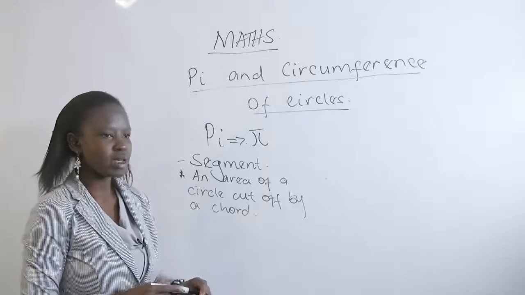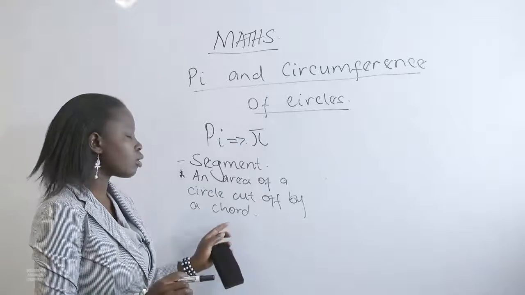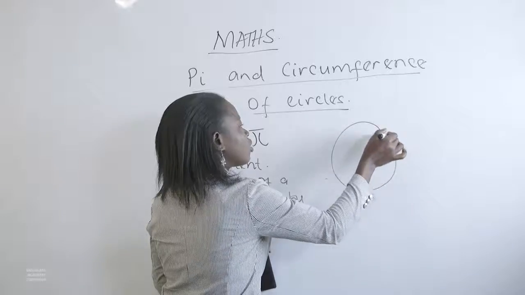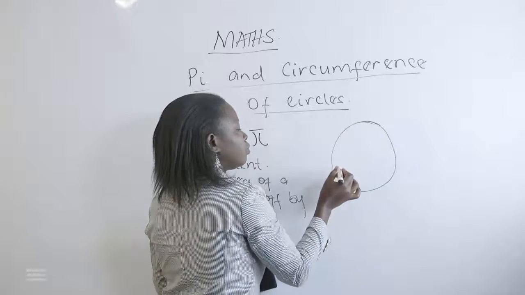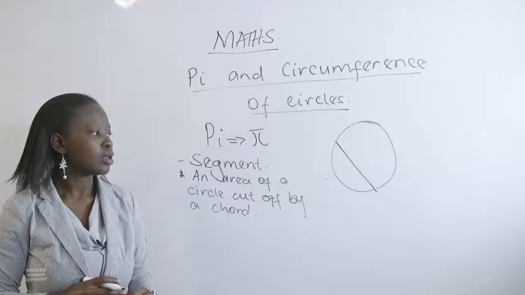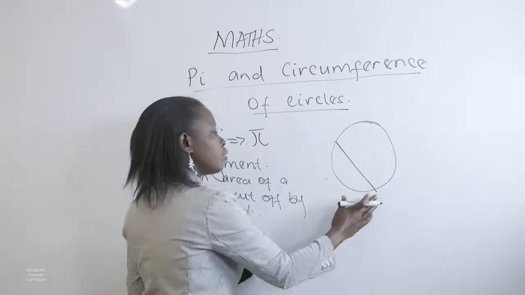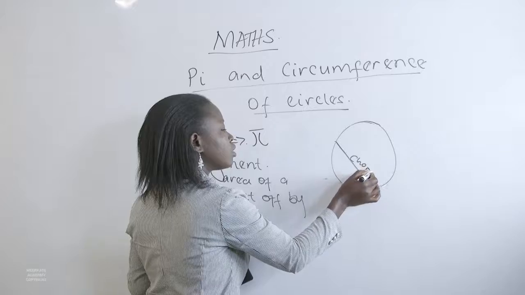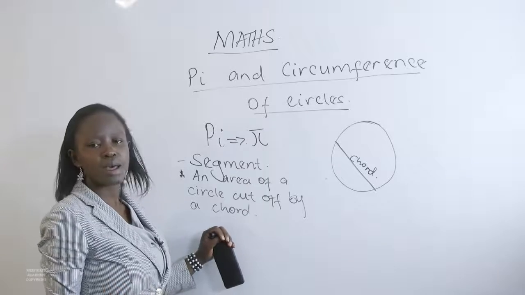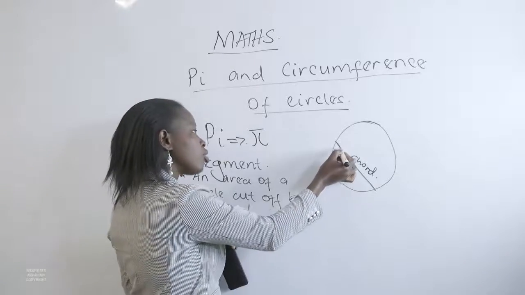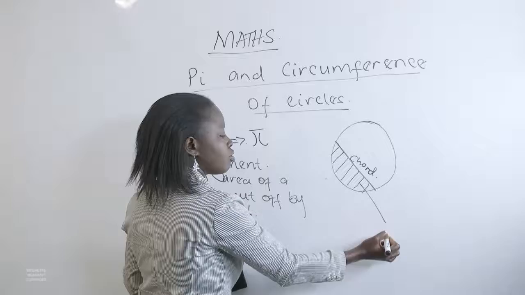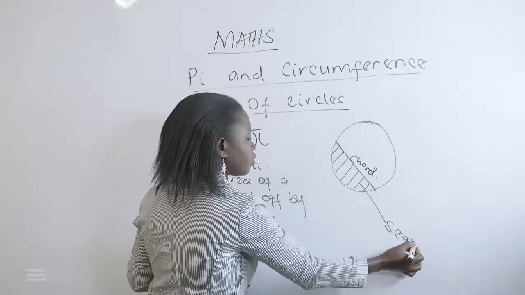So this brings us back to what we talked about earlier, that is a chord. And we simply said that a chord is a line interval that is connecting two points of a circle. So we have that line interval that is connecting the two points of a circle. Then this is our chord. We are talking about a segment, and we are saying that it is an area that is cut off by the chord. So if this is the area that has been cut off by the chord, then this is whatever we are referring to as a segment.